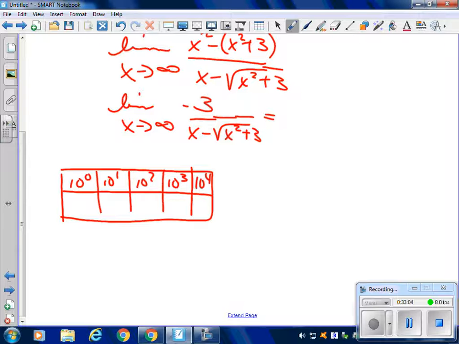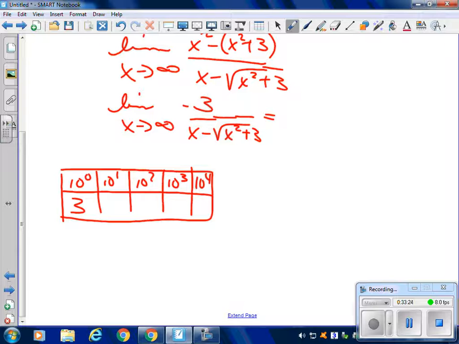1 minus the square root of 4, which is 2. 1 minus 2 is negative 1. And negative 1 of that would be positive 3. I can do that one in my head. Now the rest of them I can't, because they're not going to be nice numbers. But the one with the 0 power usually is going to be a fairly nice number.